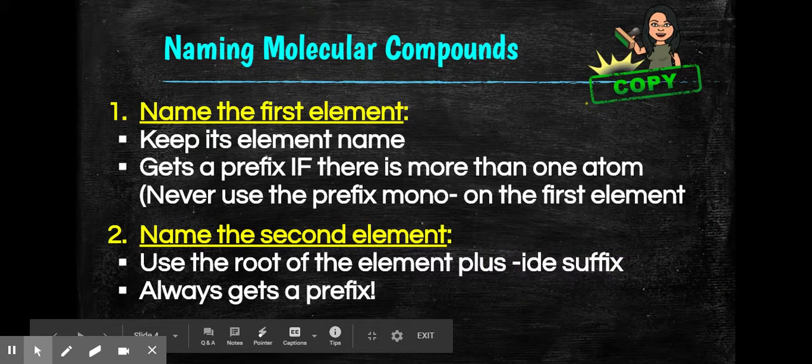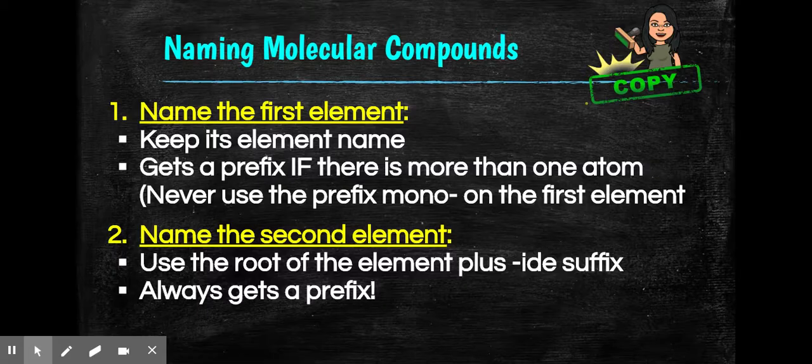Okay, so here's the naming part of this. What you're going to do is name the first element. The first element keeps its element name. And we're going to add prefixes, and that's going to be the major difference between naming ionic compounds and naming covalent compounds. Covalent compounds or molecular compounds require that you use prefixes. Okay, the first element is going to get a prefix if there is more than one atom. You'll see some examples that'll make this clear. But you never ever use the prefix mono, which is for one, on the first element.